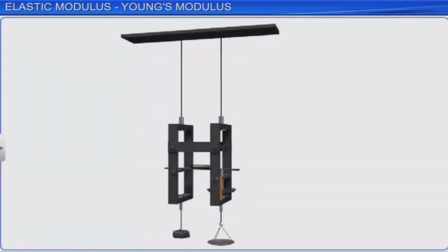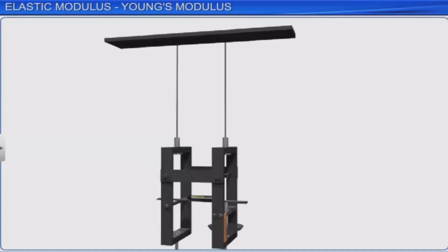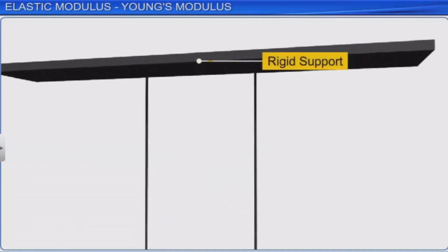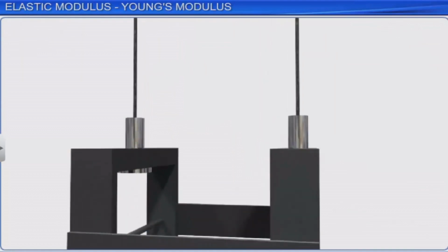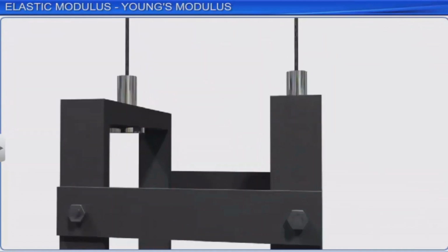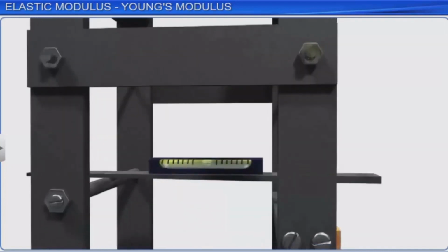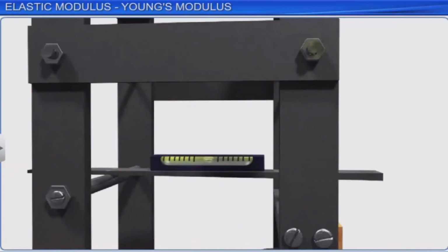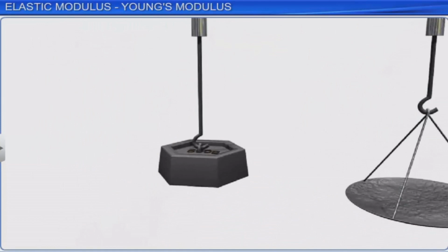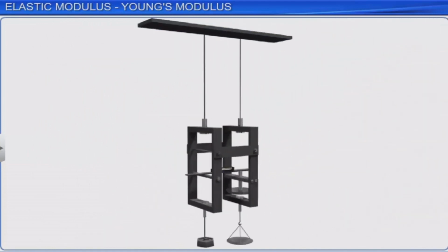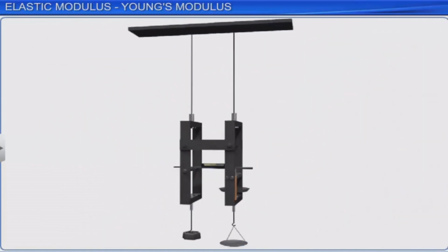Young's modulus for a material can be determined experimentally. The apparatus used to do this consists of two wires of the same material of about the same length suspended from a rigid support. At the lower end, the two wires support rectangular frames. The frames themselves support a spirit level between them. From the lower end of one of the frames hangs a fixed load, which keeps the wire taut. This wire is called the reference wire.